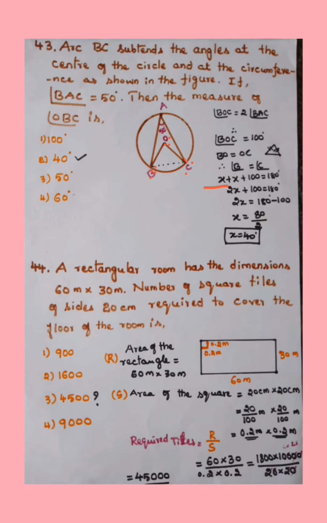So substitute that value, and already we know the angle at the center is 100 degrees at O. Therefore 2x plus 100 is equal to 180 degrees. 2x is equal to 180 minus 100, which gives us 80. 80 by 2 is 40.